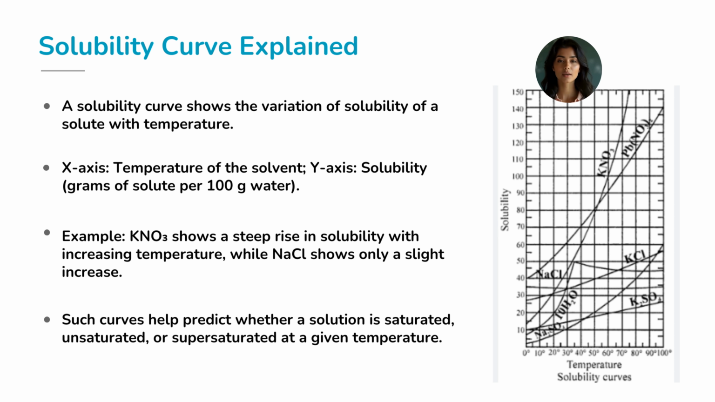For example, potassium nitrate shows a steep rise in solubility with increase in temperature, whereas sodium chloride shows only a slight increase. Such curves help us predict whether a solution at a given condition is unsaturated, saturated, or even supersaturated. So, these curves are not just diagrams, they are chemical maps guiding us through the world of solutions.